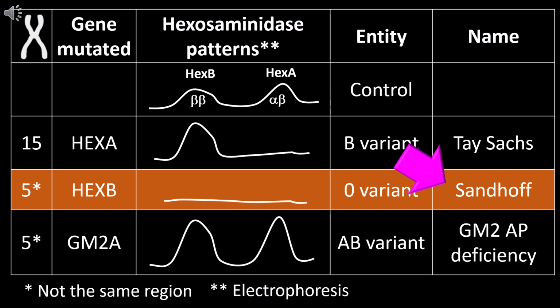In patients with Sandhoff, the mutation is in the HexB gene located on chromosome 5. Patients with Sandhoff do not produce hexosaminidase A or B because they are unable to produce the beta subunits, which is a constituent of hexosaminidase A and B. Hence, the hexosaminidase pattern shows 0 humps. Thus, the term 0 variant.